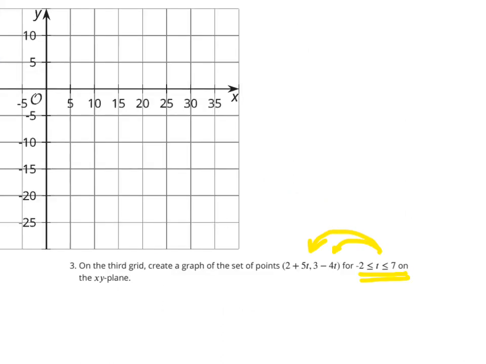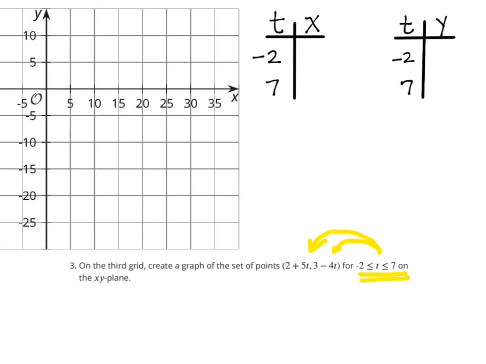This last problem puts both of those together. In this problem, I have an input and output coordinate point. 2 plus 5t is an output point, and 3 minus 4t is an output point. So I'm still interested when t goes from negative 2 to 7. So this is what we're going to do this time. We're going to make 2 t-tables.